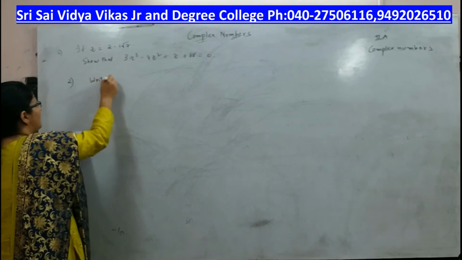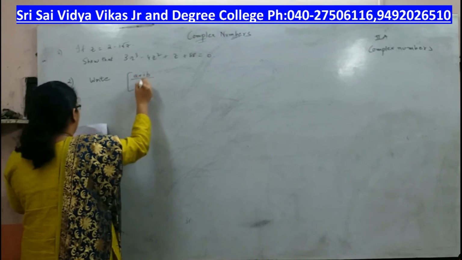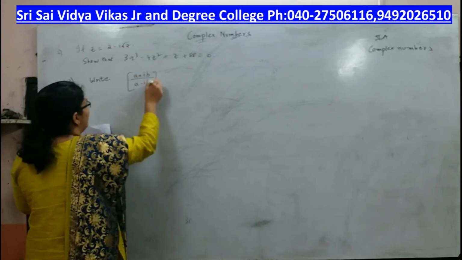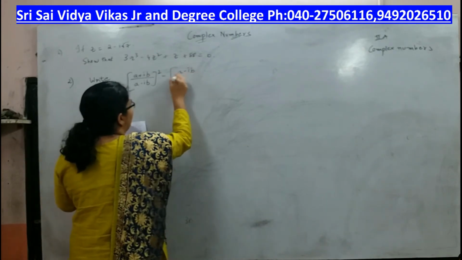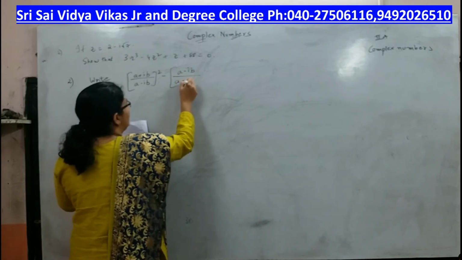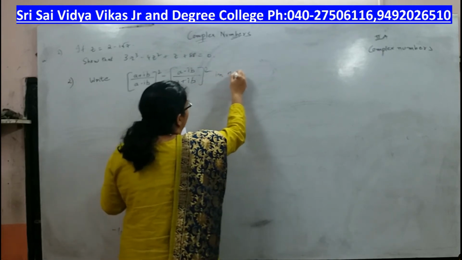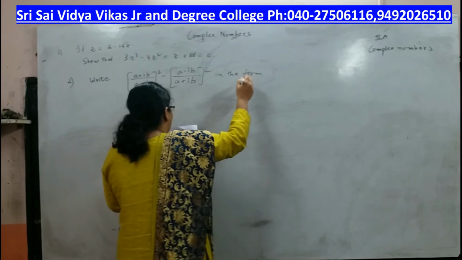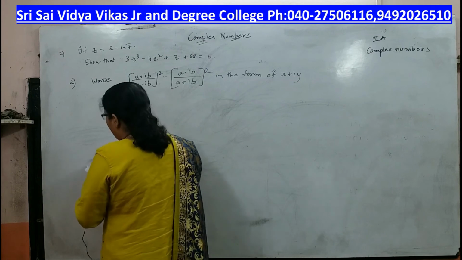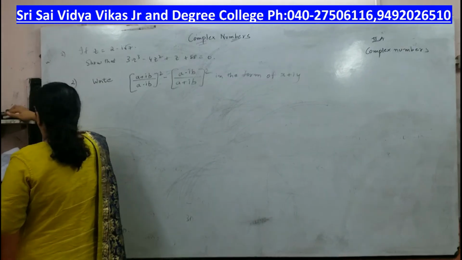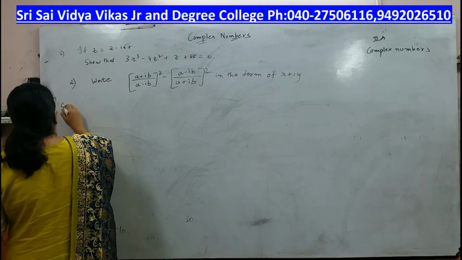Write (a plus ib by a minus ib) whole square minus (a minus ib by a plus ib) whole square in the form of x plus iy. Let us discuss the solution.